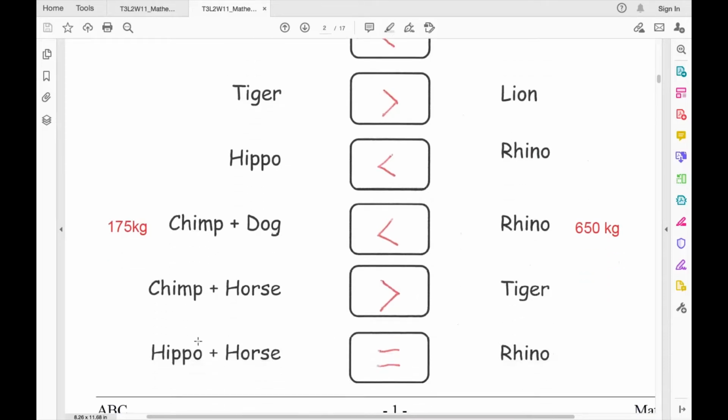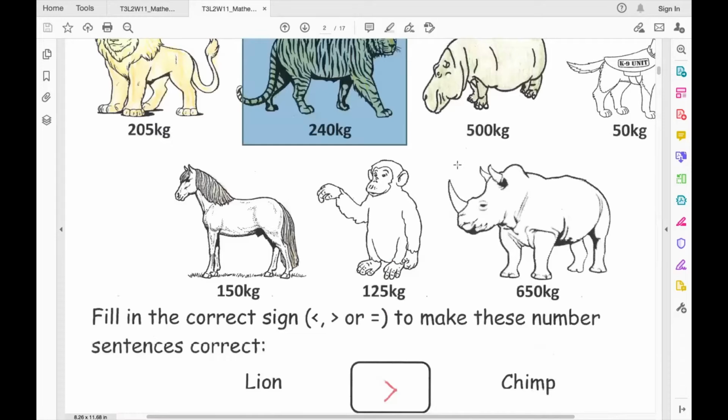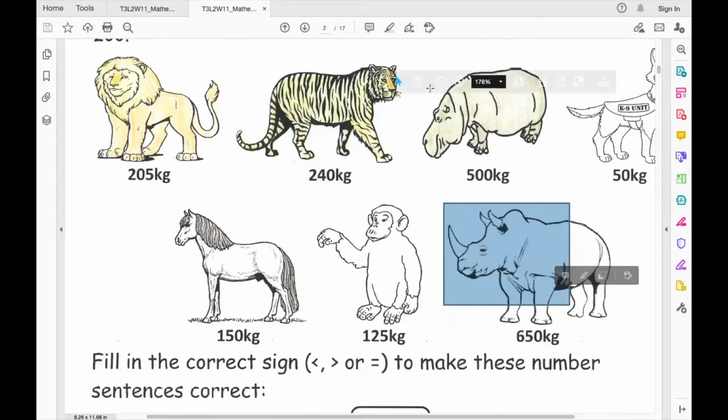Now, let's do the last one. The last one was a bit tricky. It used a symbol that we haven't done so far for the previous questions. It was an equal sign. What this equal sign means is that if we found the weight of a hippo and the weight of a horse, so let's go up here. Sorry, not a rhino, but a hippo.